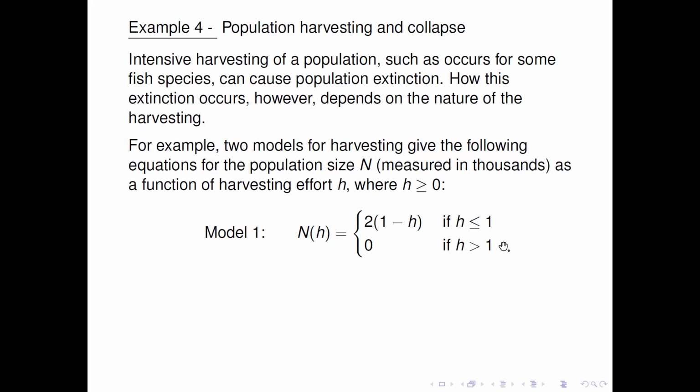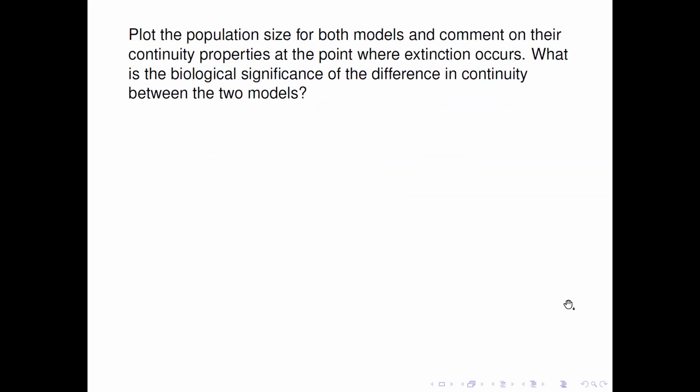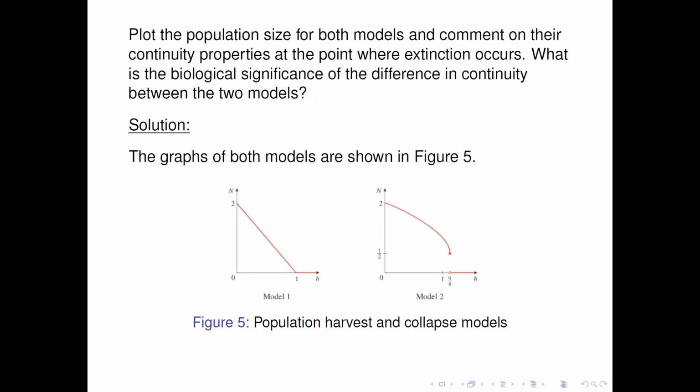The first model, the equation looks like this. n of h is 2 times (1 minus h) when h is less than or equal to 1, and it is 0 when h is greater than 1. In model 2, we've got n of h is 1/2 times (1 plus the square root of 9 minus 8h), if h is less than or equal to 9/8, and 0 otherwise. And so the question is, if we plot these, we want to see what the continuity properties are of these 2 different models and where does extinction occur? Where can we have a sort of extinction event occurring?